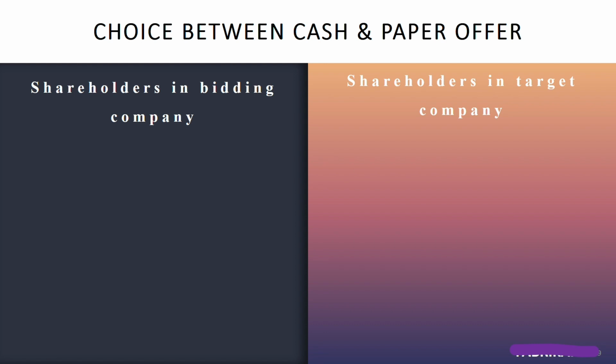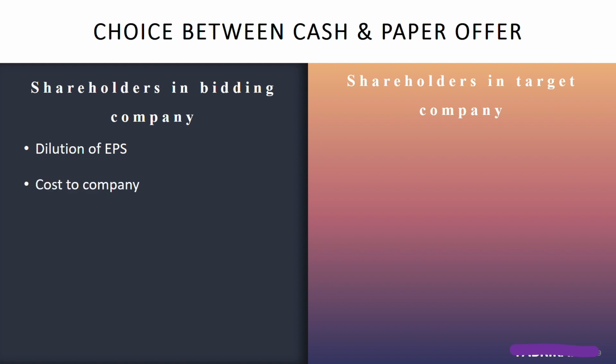If you're taking the point of view of the bidding company, these are the important reasons why they will choose cash or paper offer. First one is dilution of EPS, dilution of earnings per share. If they go for share for share exchange, their percentage of share, their control in the company will reduce because they're giving up some of their shares to the target company. So they might want to go for cash. Paper offer might not seem attractive because the EPS will dilute.